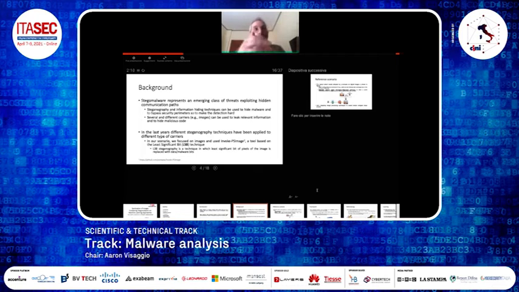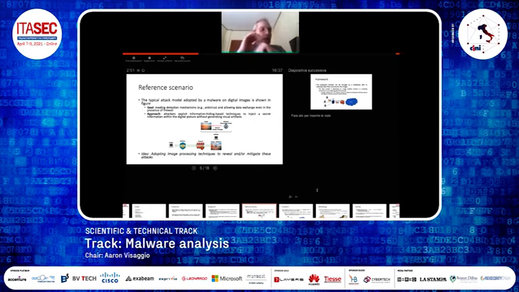In the last year, different steganography techniques have been applied to these carriers. In particular, in our scenario, we focused on images and used a tool based on the least significant bit technique. LSB steganography is a technique in which the least significant bit of a pixel of the image is replaced with data or malware bits.